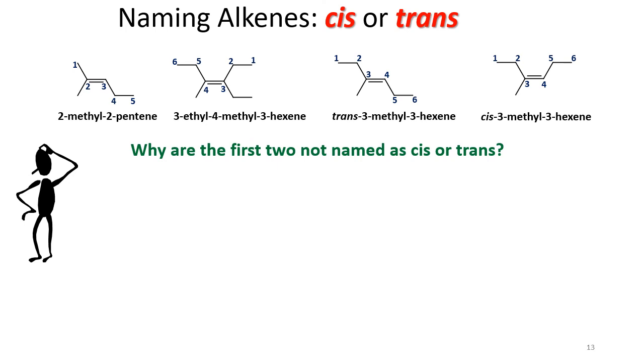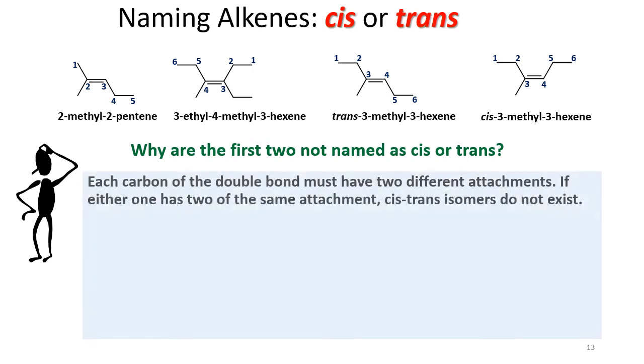Well, welcome back. If you look at the two molecules on the left, let's look at the first one, the 2-methyl-2-pentene. Why aren't there cis-trans isomers? In order to have cis-trans isomers, you look at the carbons of the double bond again. That would be carbons 2 and 3 here. Look at each of those. For there to be cis-trans isomers, you have to see two different groups attached to each of those carbon atoms.